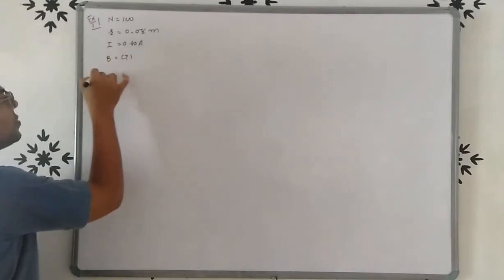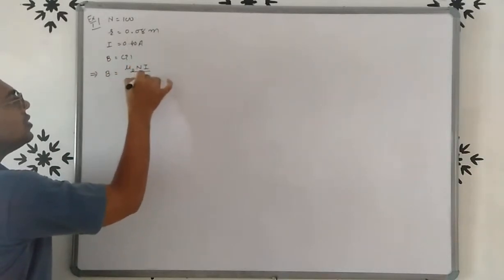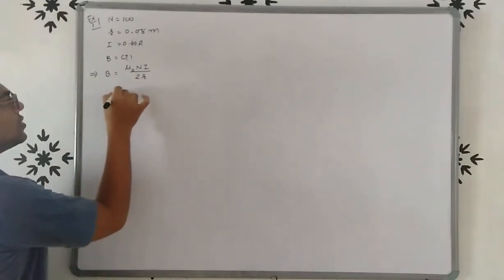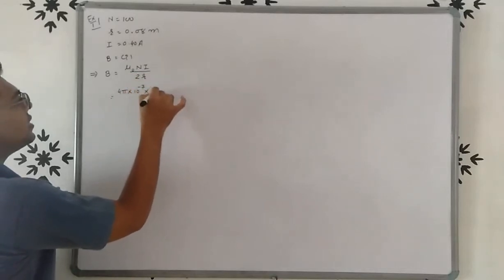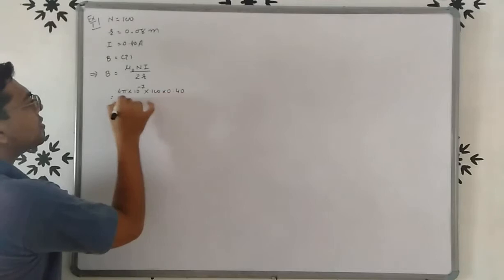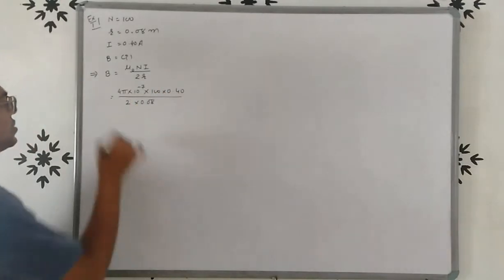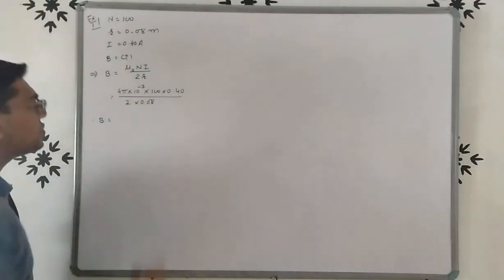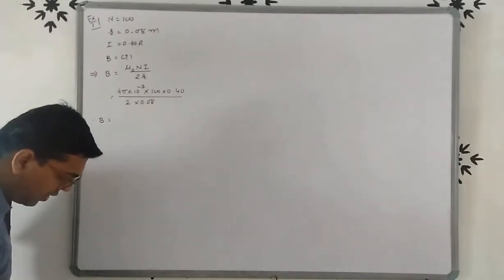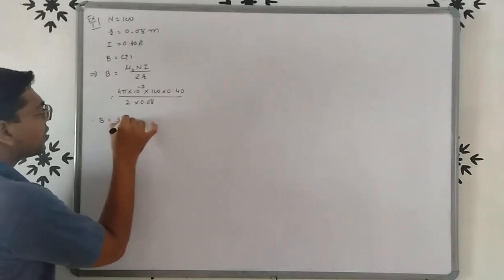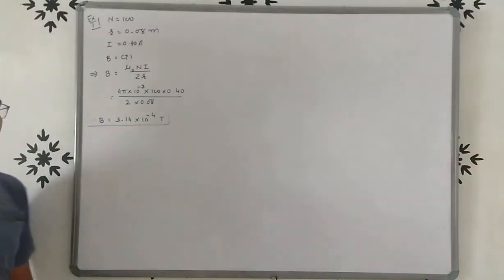So already we know the formula of magnetic field at a center, mu 0 N I upon 2r, right? So mu 0 is 4 pi into 10 raised to minus 7, value of N 100, value of current 0.40 upon 2, value of r 0.08, right? As you solve this, then you get B is equal to 3.14 into 10 raised to minus 4 Tesla, right? So this is a very easy example.